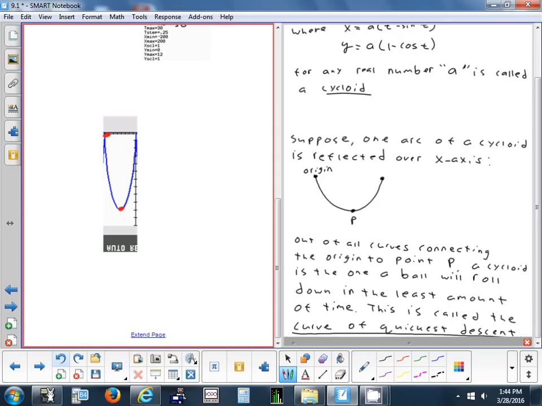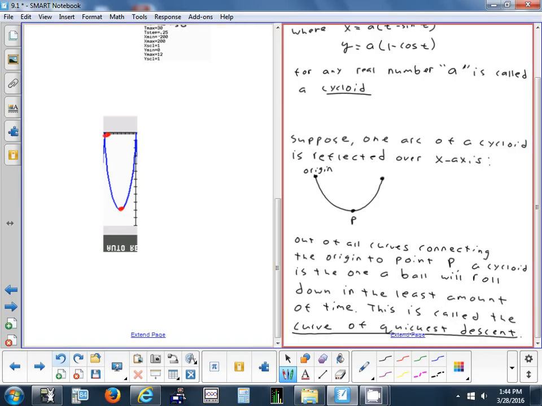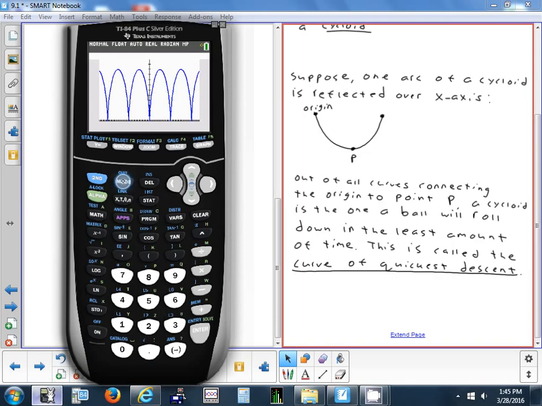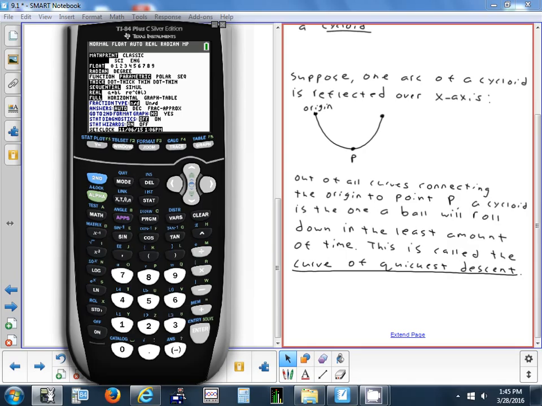Okay, so any question on that idea? Okay, so a cycloid is the curve of quickest descent. So not something too important, maybe a bonus or something with that. Okay, any questions on parametric? Okay, so tomorrow we'll look at the last mode that we're going to use, which is polar.